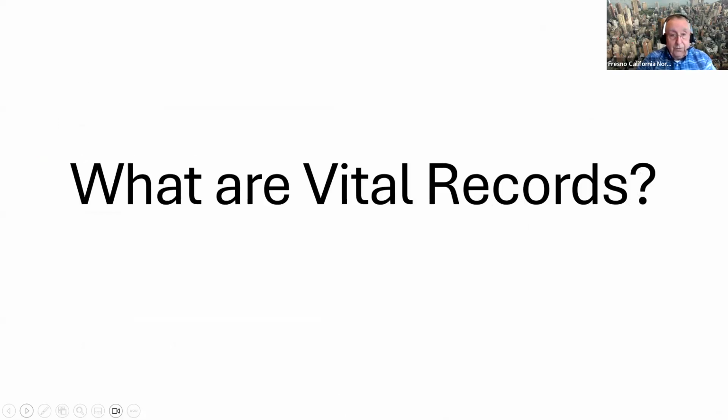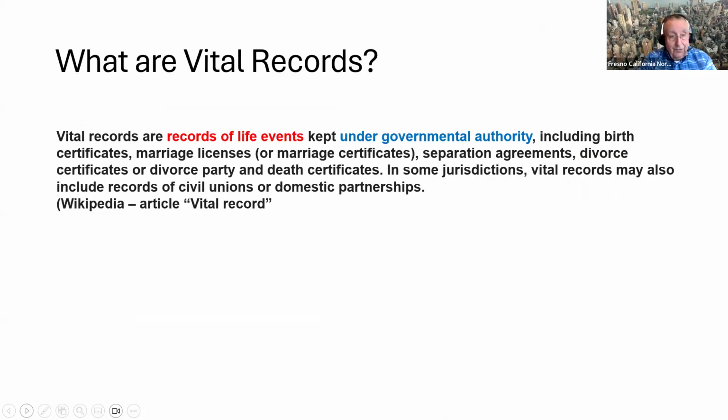Okay, so what are vital records? I went to our great font of all knowledge, Wikipedia, and they had an article on vital records, and they essentially said vital records are records of life events kept under government authority. In other words, these are government records for birth, marriage, separation, divorce, and death, all of these major events of our lives. And even in some places, you'll find records of civil unions and domestic partnerships that fall under vital records.